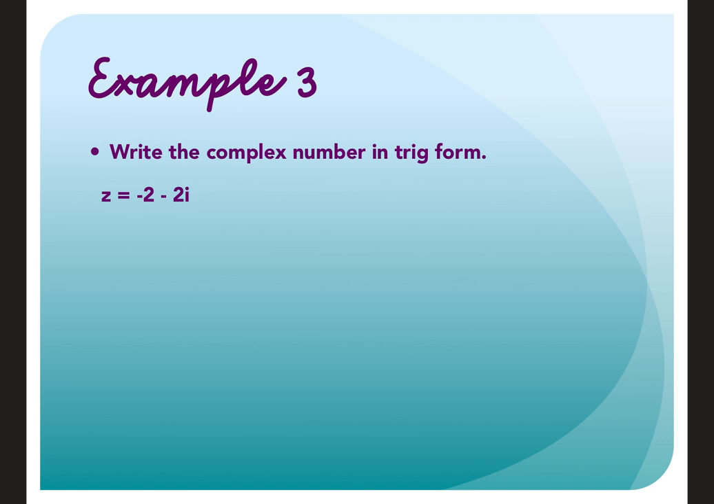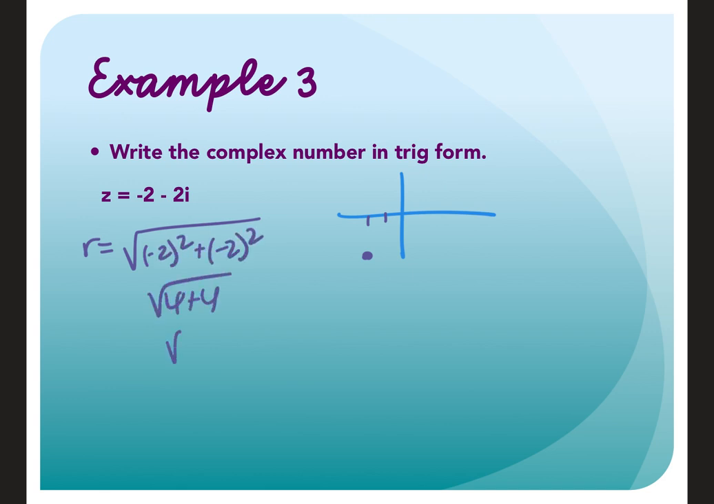All right, so start by figuring out where this would be. Negative 2, negative 2 is going to be where? Third quadrant. Back 2, down 2. So first of all, I know I'm only picking from the angles that are in the third quadrant, okay? So for my r, square root of negative 2 squared plus negative 2 squared. 4 plus 4, which is square root 8, which is 2 root 2. That's my r.